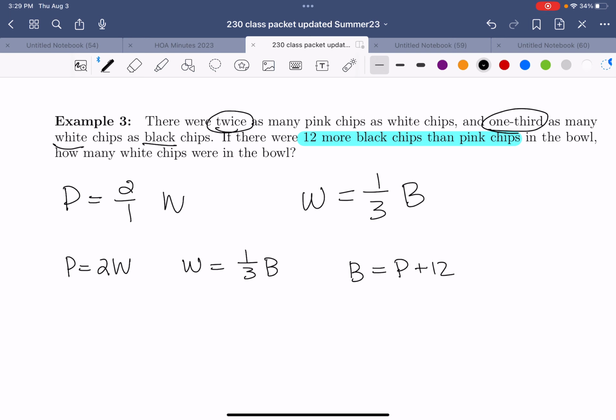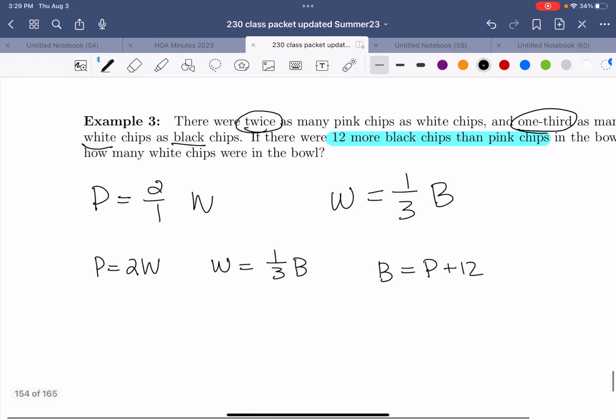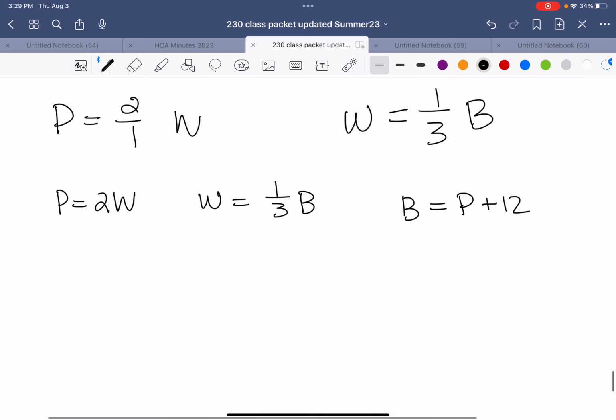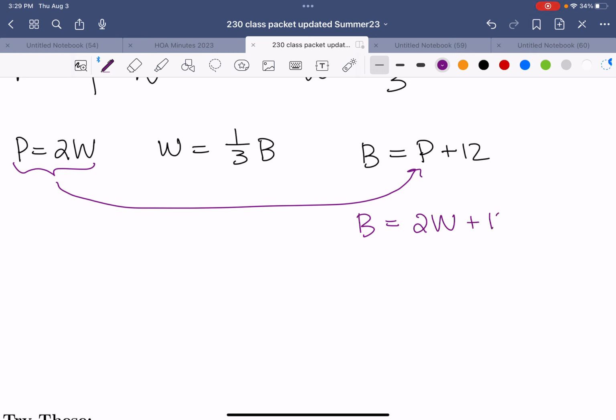Okay. Now, the other way that you can think of this, actually, we're not going to do that. Let's stick with this. So we've got black equals pink plus 12. Okay, so what we're going to do here is we're going to substitute until we get down to one variable. So the first thing I'm going to do is take this one right here, and I'm going to replace the P. That's going to give me B equals. And now instead of writing P, I'm going to write the 2W plus 12.